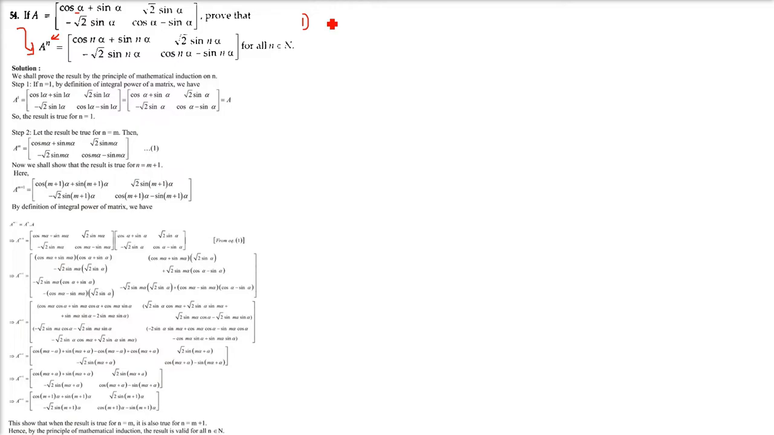The first thing we do in mathematical induction is prove that it is true for n equals 1, that is, in the place of n, put 1. We want to get A. So I am taking A to the power n, putting n as 1, wherever n is there, put 1. So you get cos alpha, sin 1 into alpha, root 2 sin 1 into alpha, then minus root 2 sin 1 into alpha, that is sin alpha, and cos alpha minus sin alpha. Are these two equal, A and A to the power 1? Yes, absolutely equal. The first step in the mathematical induction is done.